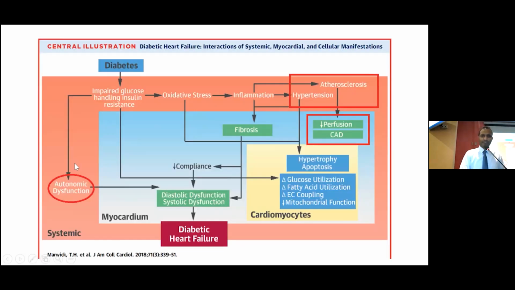So what are the pathophysiology? You can have oxidative stress, inflammation, autonomic dysfunction, diastolic and systolic dysfunction later. They can have cardiac cell apoptosis, and even hypertension and microvascular ischemia as well.